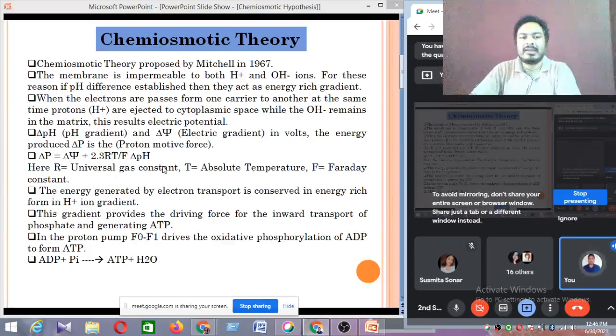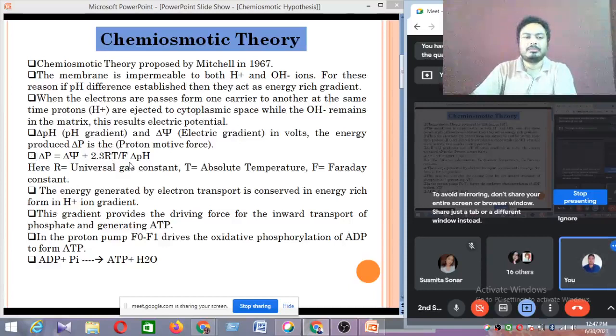R is the universal gas constant. What is T? T is the absolute temperature. And what is F? F is the Faraday constant. You all know the Faraday constant. It comes from physics; it is the constant of voltage, Faraday. And what is delta pH? Delta pH is the pH gradient. What is delta P? Delta P is the proton motive force. And what is delta psi? Delta psi is the electric gradient. So based on that, we found this particular equation.